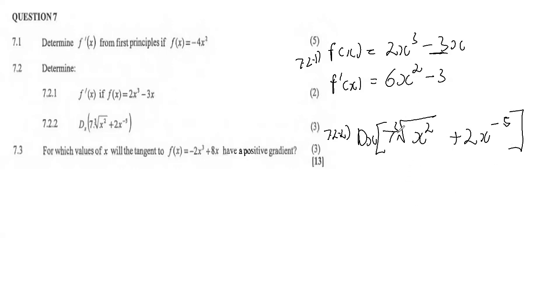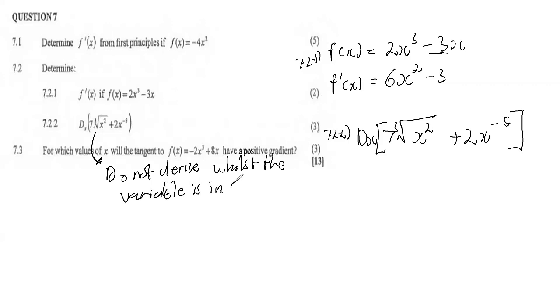You want to prepare your expression for derivation. So the first thing that you have to note is that we cannot derive whilst our variable is in surd form. So do not derive whilst the variable is in surd form. So never ever derive while your variable is still in surd form. Remember, whenever you want to derive, you want to make sure that your variables are in exponential form.